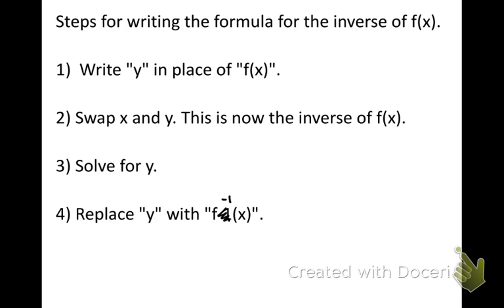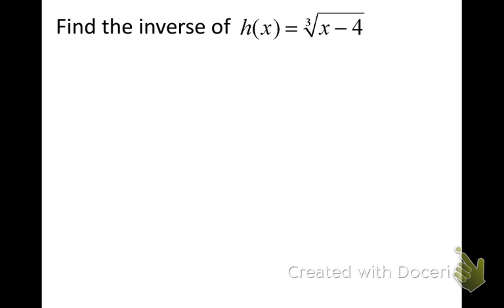All right, so let's see this in action. Here comes the fun stuff. We want to find the inverse of h of x equals the cube root of x minus 4. So first up, we need to replace that h of x with a y. The generic instruction said to replace f of x with y. H of x is the same thing. So step 1, we are going to have y equals the cube root of x minus 4.